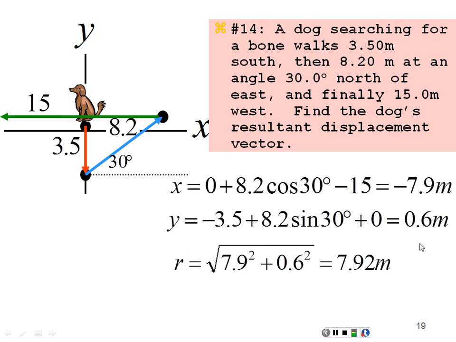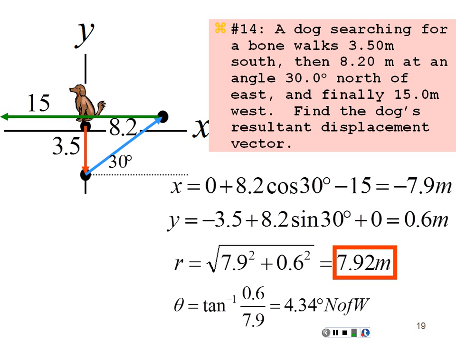The magnitude of that vector is going to be the square root of 7.9 squared plus 0.6 meters squared, 7.92 meters. And my angle will be inverse tangent of my y over my x. I have 0.6 over 7.9. I left the negatives out because I just want to find the angle first. Inverse tangent is 4.34 degrees. Now I have that angle, and I know it's upward from the west direction, so it's going to be 4.34 degrees north of west. And that will be my angle.